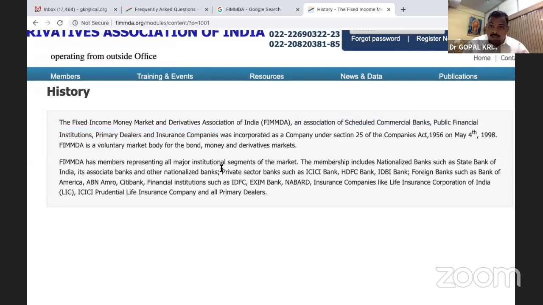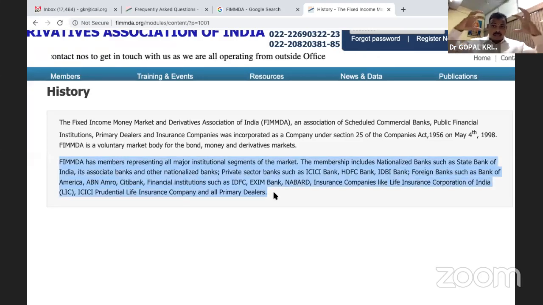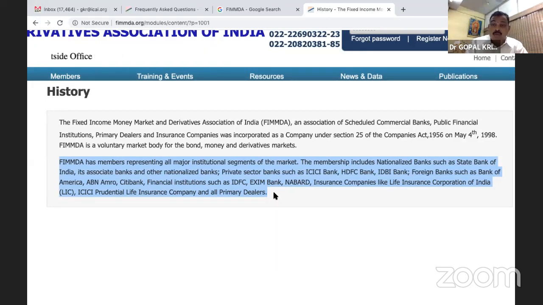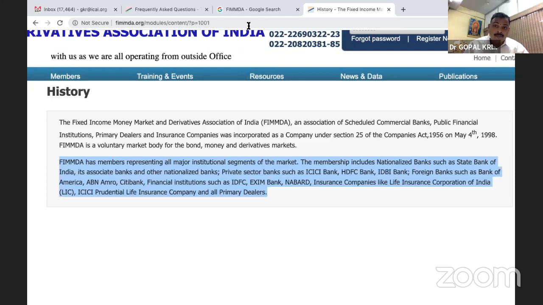Membership includes nationalized banks like State Bank and subsidiaries, and private sector banks like ICICI, HDFC, IDBI, foreign banks like American Bank, ABN AMRO, then financial institutions like IDFC, Exim Bank, NABARD, insurance companies like LIC, ICICI Prudential, and all primary dealers. They are all members of FIMDA. So that means the entire money market hub is here. So that's FIMDA, and FIMDA issues one letter annually. It is actually a valuation direction, like a notice. Every year they issue that letter where the guideline with respect to valuation of money market instruments is given.